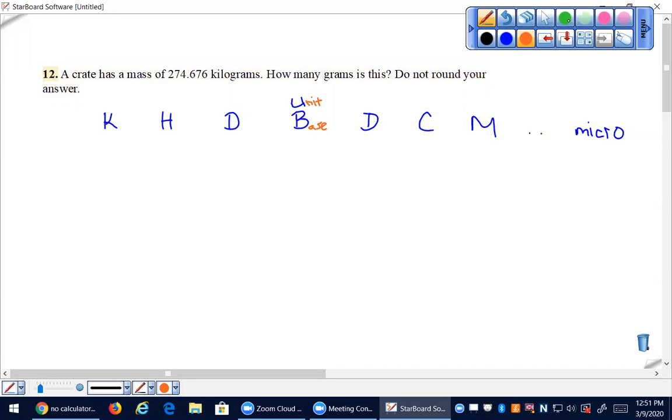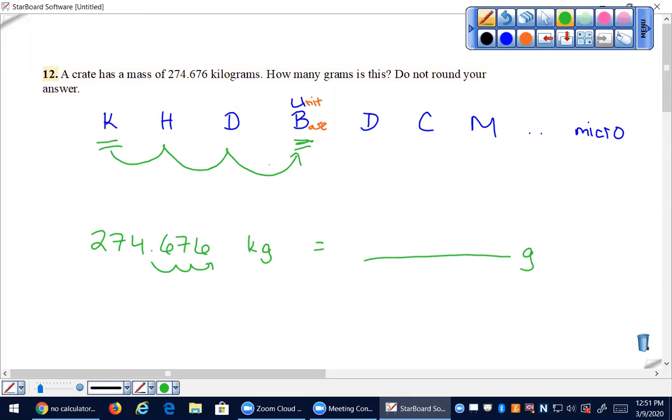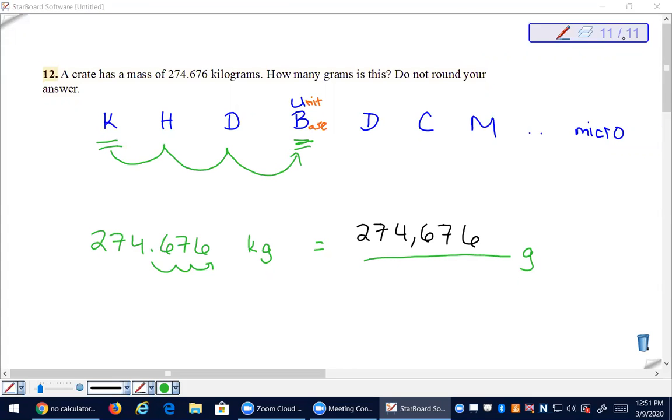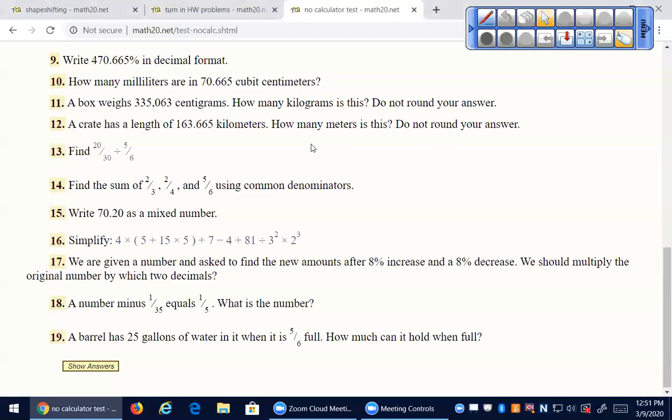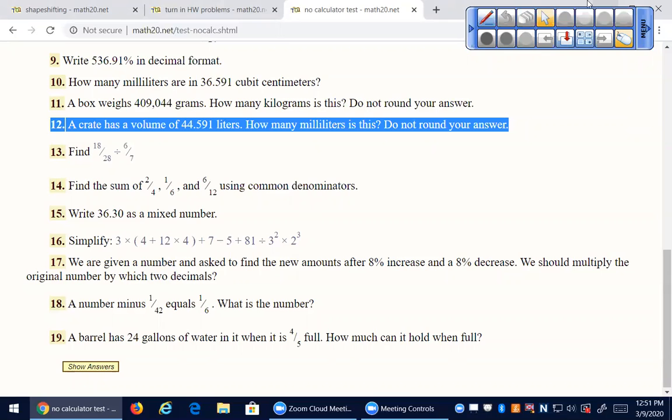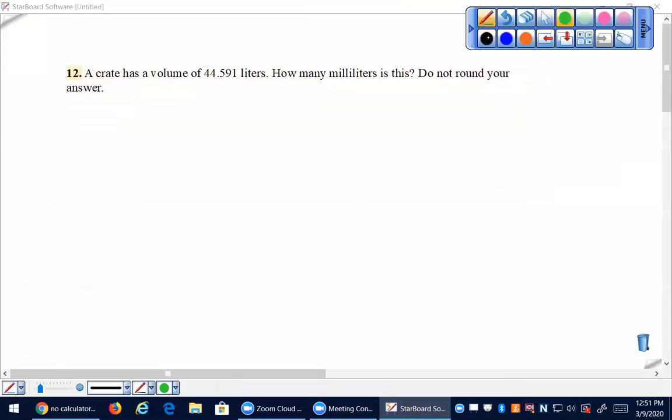Okay, we are going from kilograms to grams. So I start at kilo. I'm going to the base unit, whatever that is. 1, 2, 3. 1, 2, 3. So I get 274,6,7. However you scoot on the letters, do the same thing to your decimal place. Let's do another one. So once again, KHD micro.